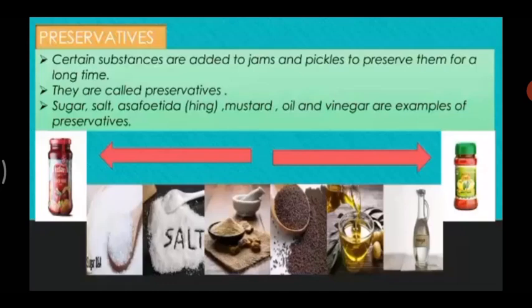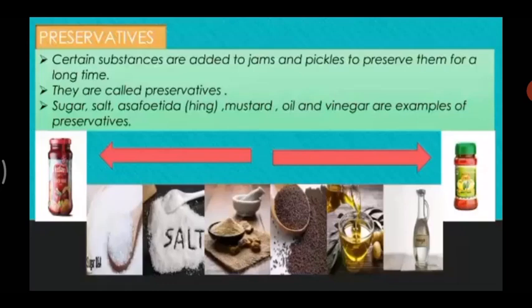Now, what are all these called? The salt, sugar, chili powder. What are these all called? They are called preservatives. Okay. Now that helps the pickle to stay for a longer period of time. All these preservatives help the pickle to stay for a longer period of time. So certain substances are added to jams and pickles to preserve them for a longer time. They are called preservatives.